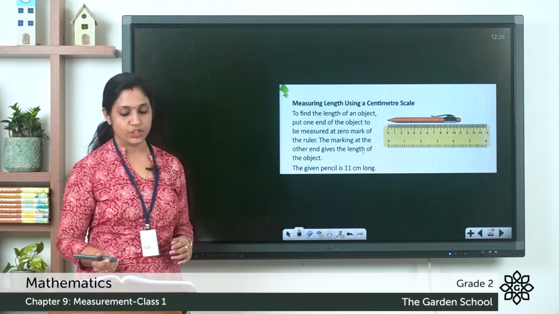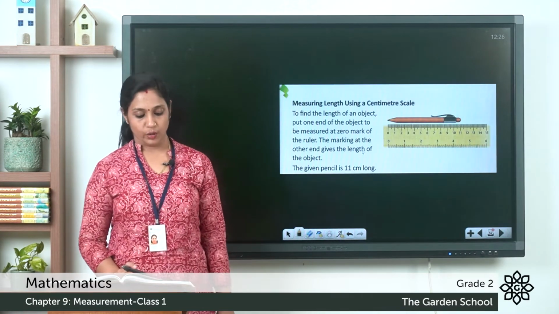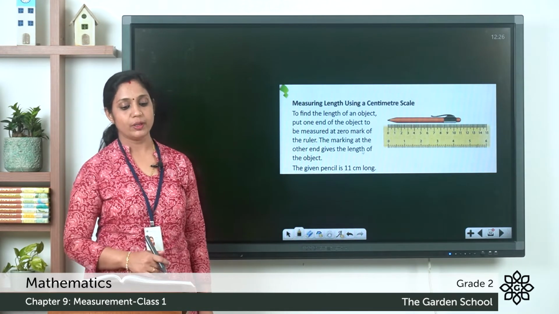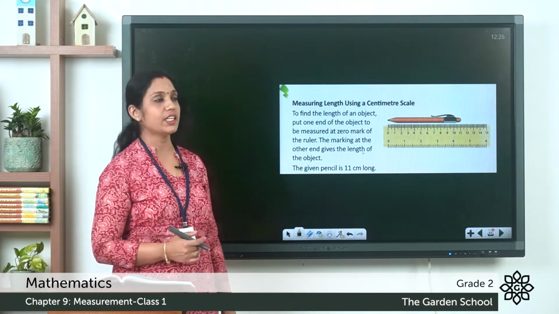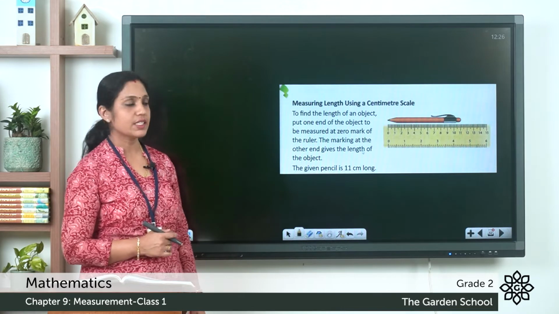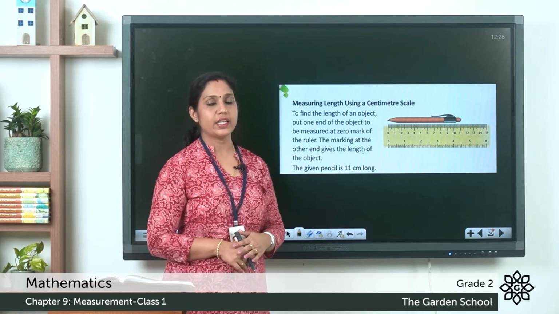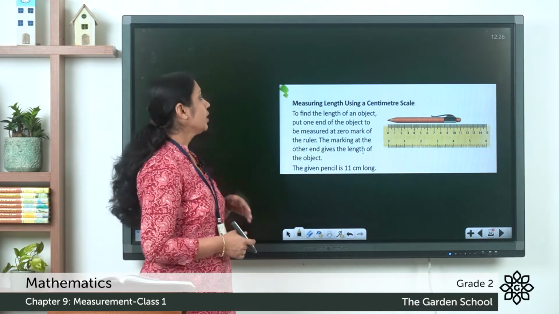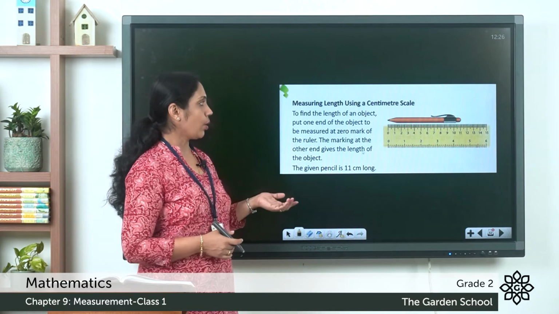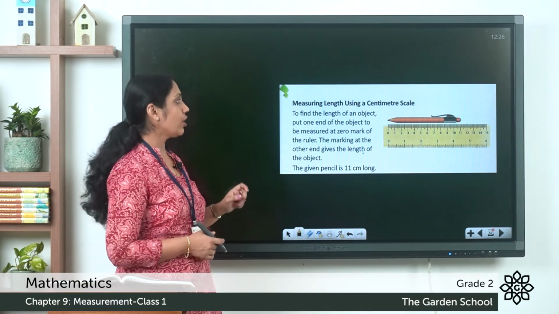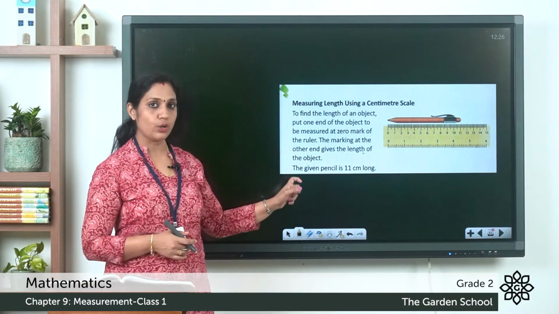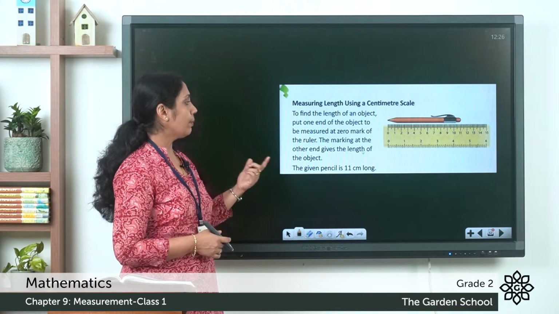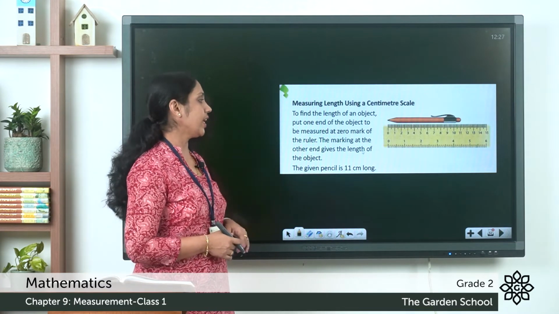Here, page number 130. We have measuring length using a centimeter scale. So you can see a ruler here and a pencil here. How can we measure it? To find the length of an object, put one end of the object to be measured at the 0 mark of the ruler. The marking at the other end gives the length of the object.